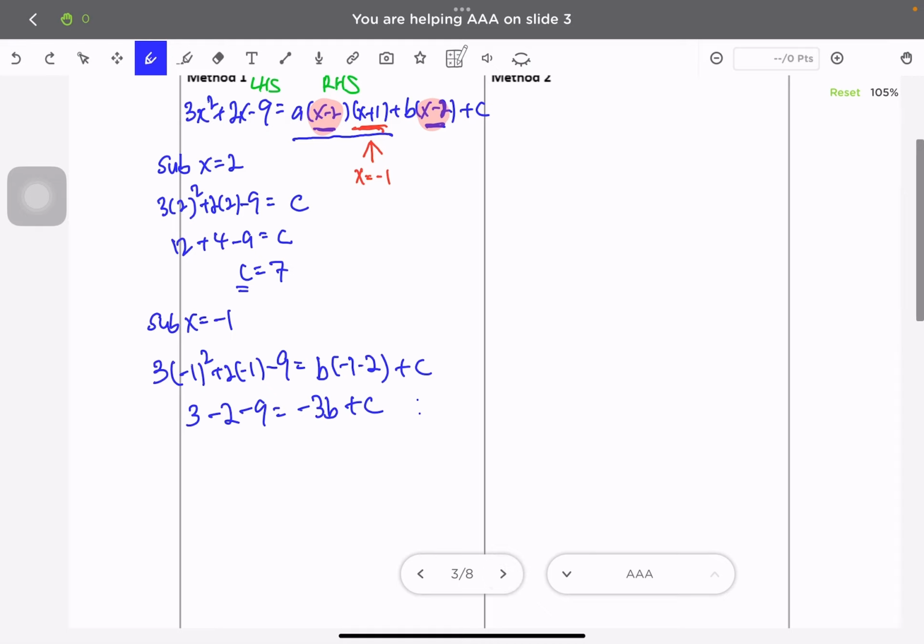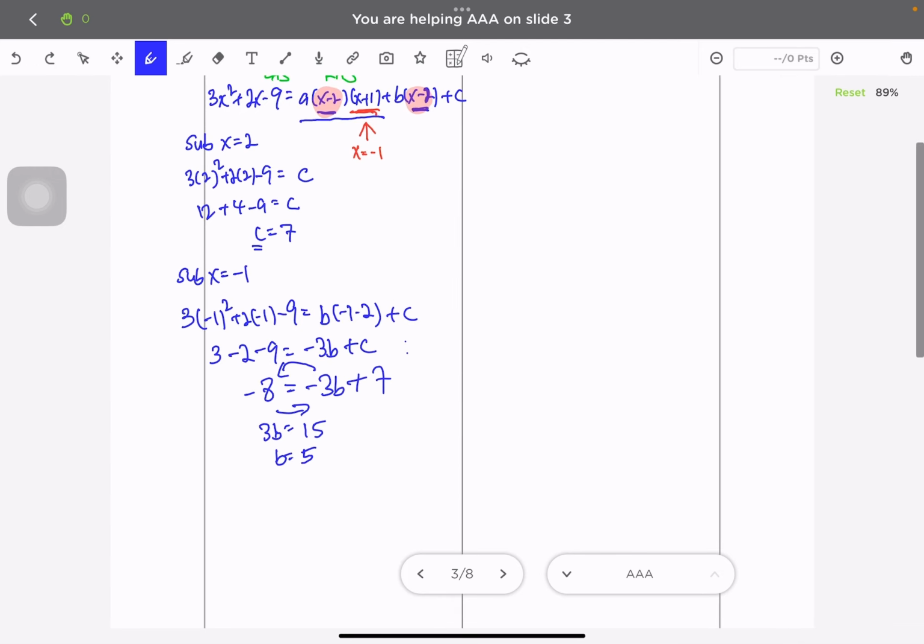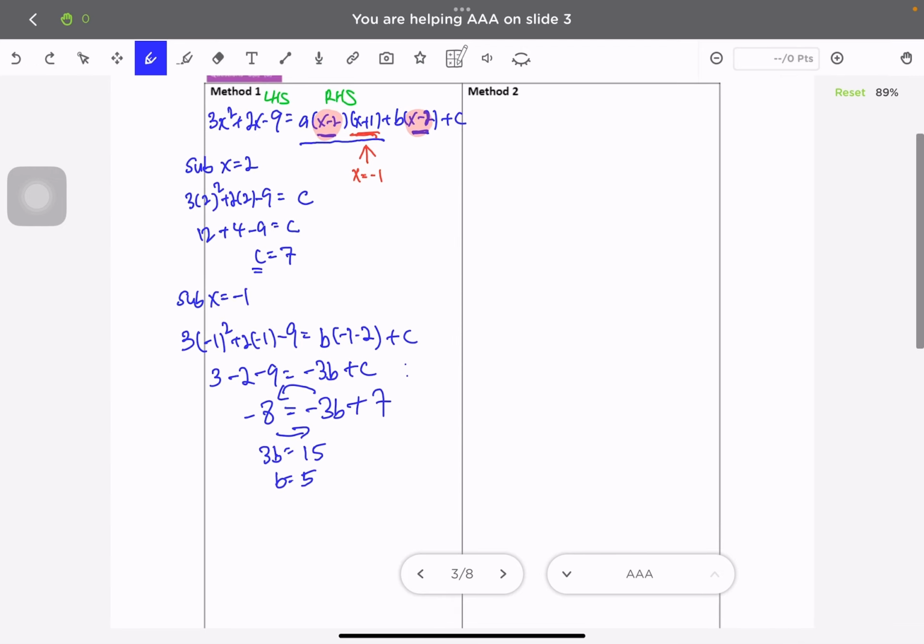So this will be minus 8 equals to minus 3b plus 7. So I will move this over and move this over. So 3b, and minus 8 moved over will become 8. So 8 plus 7 gives 15. When I divide both sides by 3, 15 divided by 3 equals 5. Okay, I have found out b. I have found out c, I have found out b.